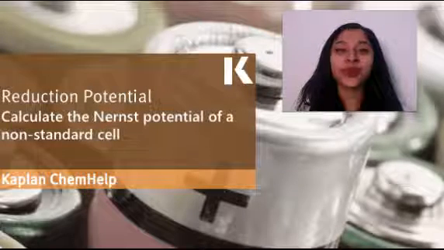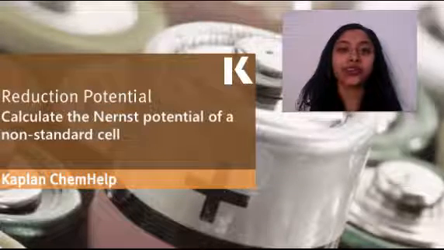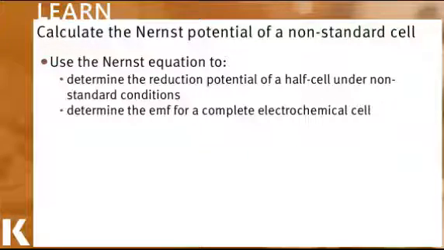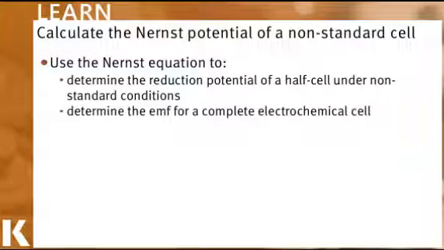In this video on reduction potentials, you are going to learn how to calculate the Nernst potential of a non-standard cell. Since not all reactions occur at a concentration of 1 molar, a pressure of 1 atmosphere, and a temperature of 25 degrees Celsius, a different method must be utilized to determine the cell potential for a non-standard cell. This can be accomplished by using the Nernst equation.